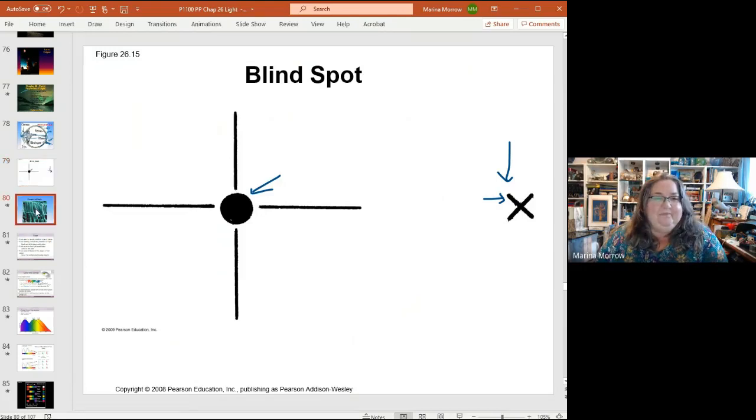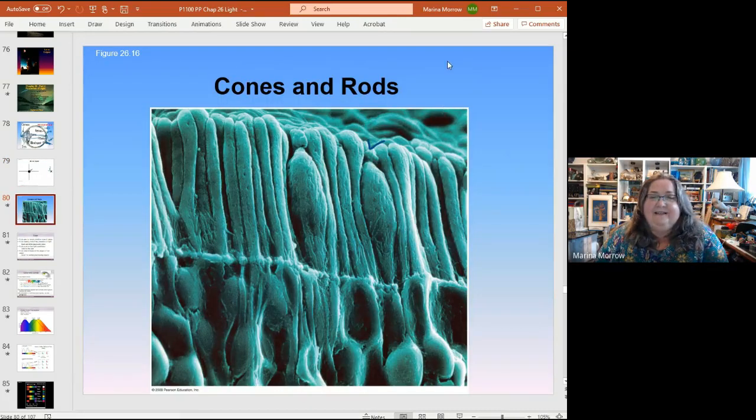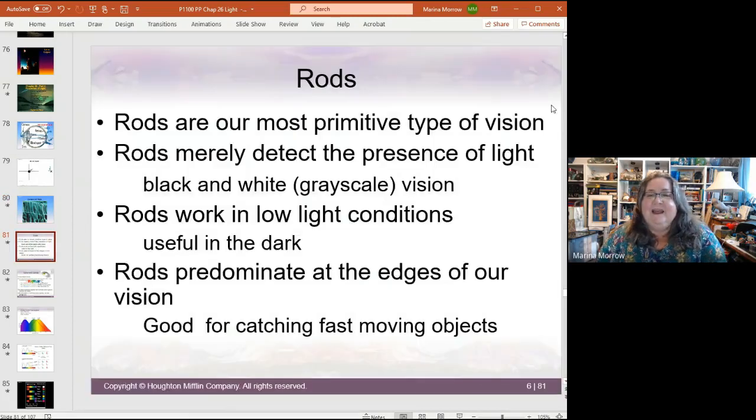Okay, now these cells that detect light are called rods and cones because they are rod shaped and cone shaped. The rods are useful for detecting mostly just the presence of light. So they are a more primitive type of vision. They don't care about color. They just say, hey, there's light here, and this is how much there is. So it gives us kind of a grayscale, or black and white, vision.